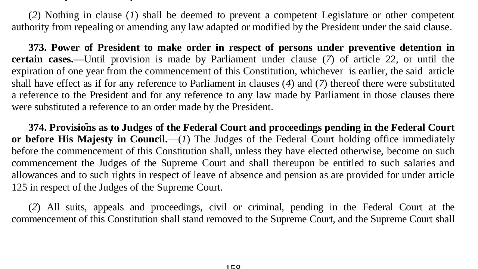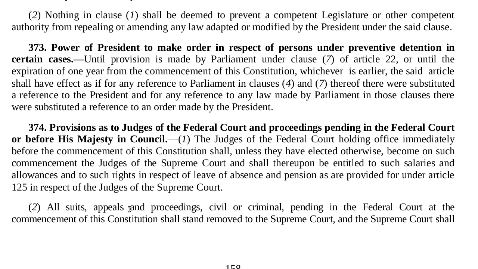Article 374. Provisions as to judges of the Federal Court and proceedings pending in the Federal Court or before His Majesty in Council. 1. Judges of the Federal Court holding office immediately before the commencement of this Constitution shall, unless they have elected otherwise, become on such commencement the judges of the Supreme Court, and shall thereupon be entitled to such salaries and allowances and such rights in respect of leave of absence and pension as are provided for under Article 125 in respect of the judges of the Supreme Court.